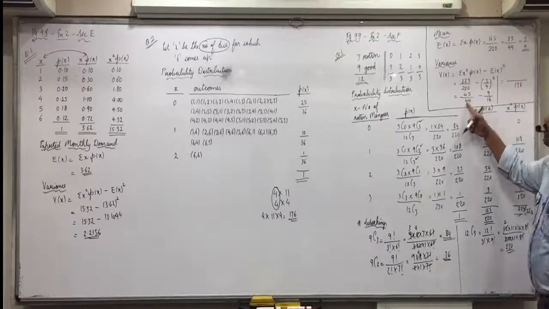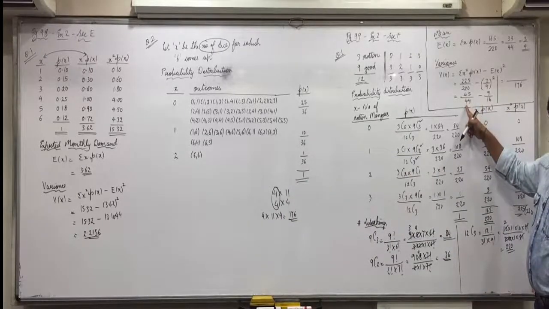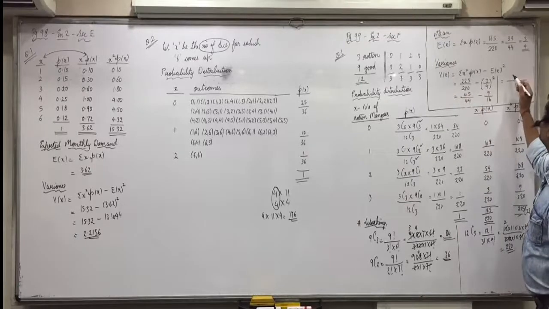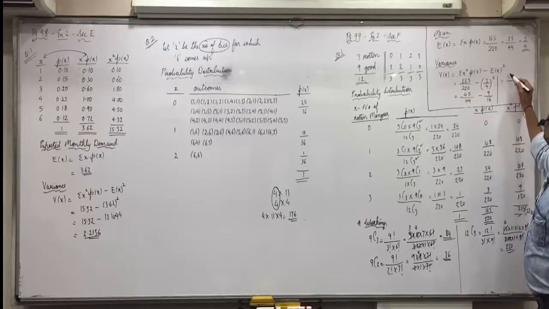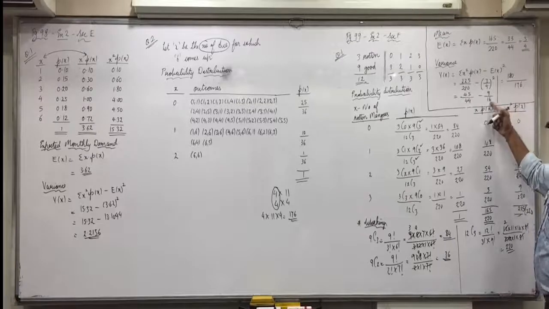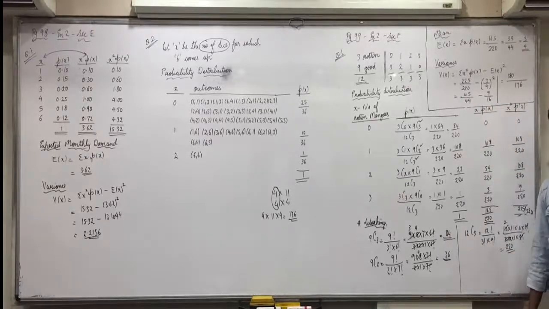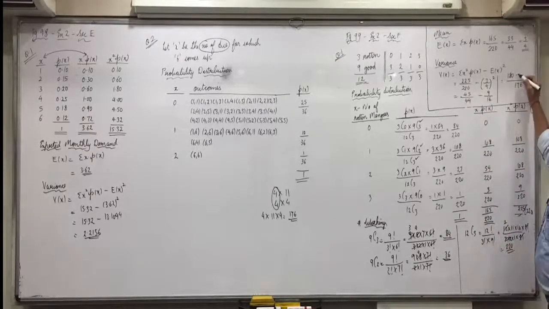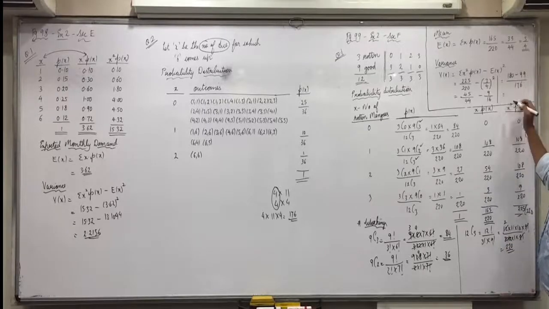Now 176 divided by 44 is 4, into 45, 180. 176 divided by 16 is 11, into 9, 99. 180 minus 99 is 81 by 176. It cannot be simplified further.